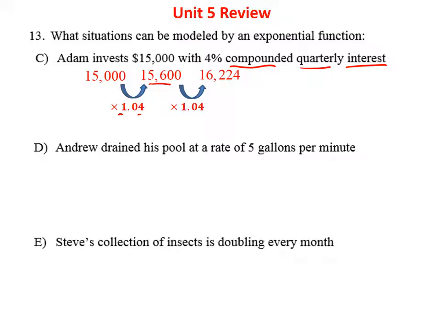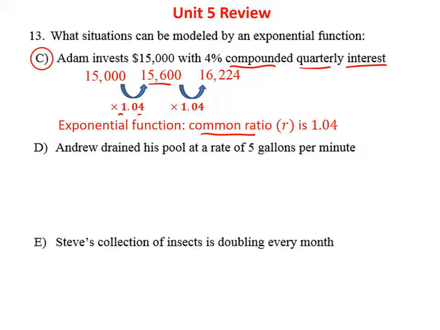and it's growing rapidly. You'll notice then that what we have is not a common difference, but we have a common ratio, that each time it's being multiplied by a factor. And when you have that multiplication, that common ratio, then you know you have an exponential function. So we're going to circle C as an example of an exponential function.